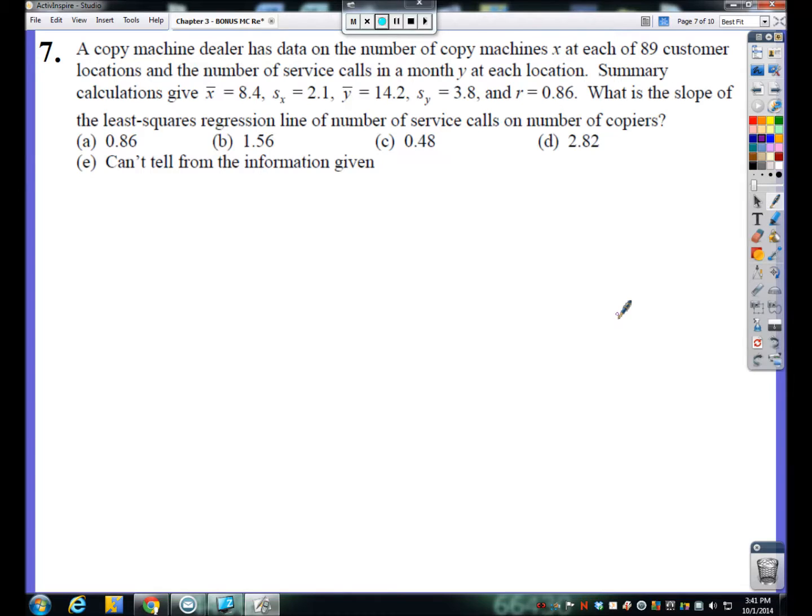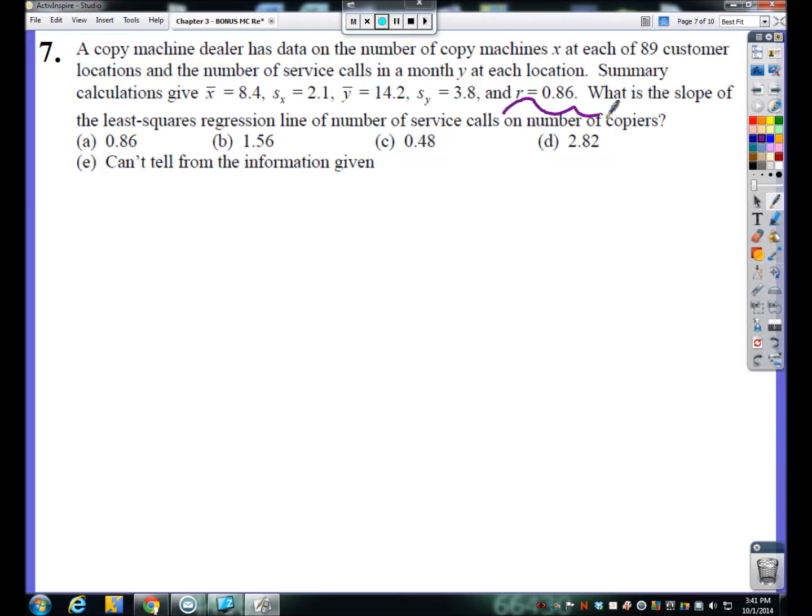Number 7. A copy machine dealer has data on the number of copy machines X at each of 89 customer locations and the number of service calls in a month Y at each location. Summary calculations give the mean of X, the standard deviation of X, the mean of Y, the standard deviation of Y, and the correlation all to be those specific numbers. What is the slope of the least squares regression line of number of service calls on number of copiers? So let's see. The LSRL of service call on number of copies.